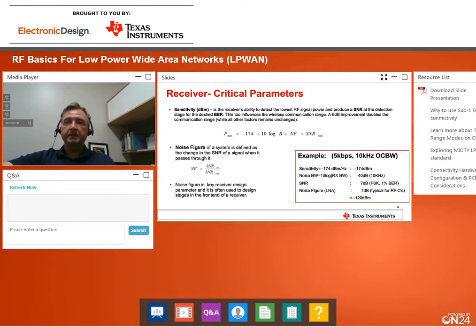So in many cases, as I write down here, the typical noise figure for an integrated LNA that is inside of an SoC is approximately 7 dB. You can get better LNAs today if you go and buy an external LNA. It is fairly easy to obtain sub 2 dB.